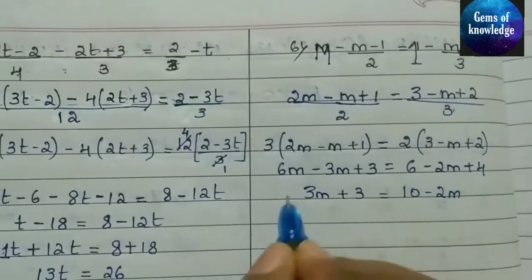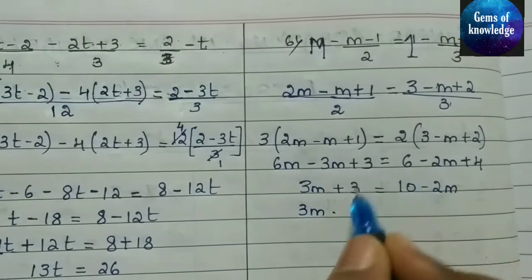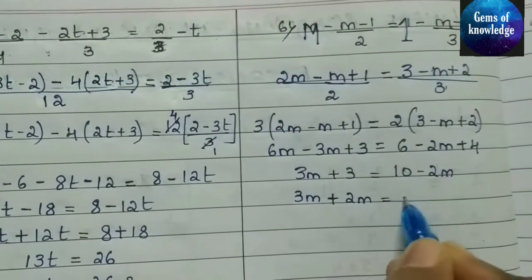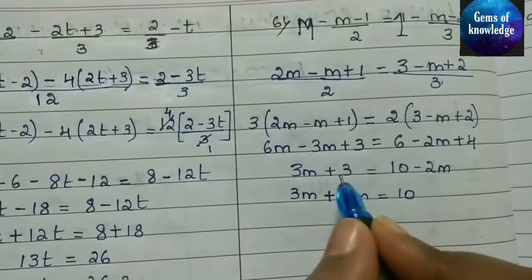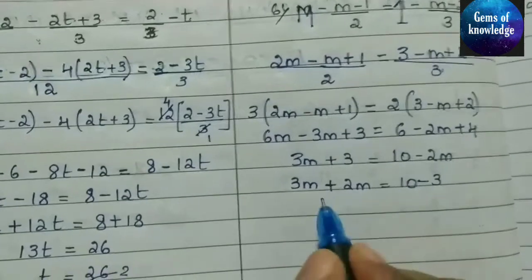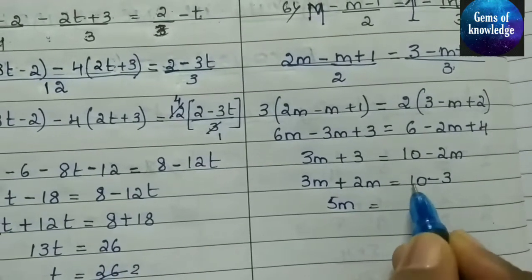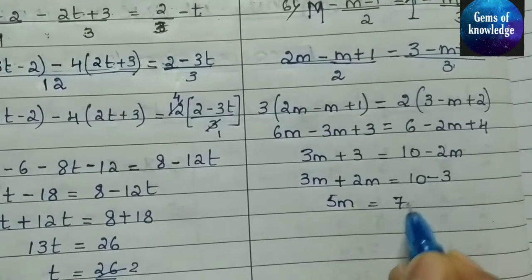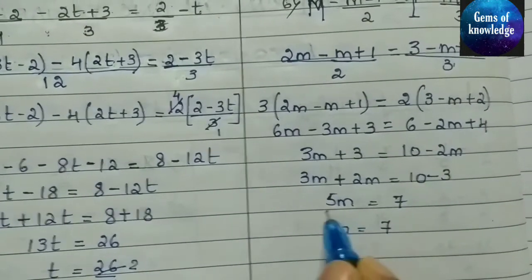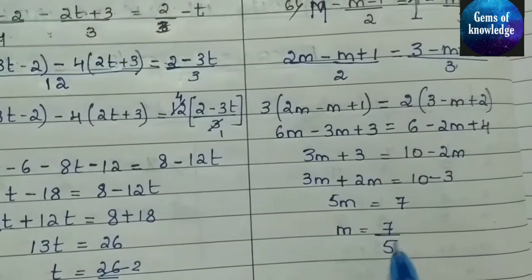So let us interchange the terms. So here we will get 3m minus 2m, when we bring to this side it will become plus 2m, which is equal to 10 will be as it is, this 3 when it comes to this side it will become minus 3. So here it will become 5m, which is equal to 10 minus 3 is nothing but 7. Therefore, we can write m is equal to 7, and when we bring this 5 to this side, it will become divided by 5.